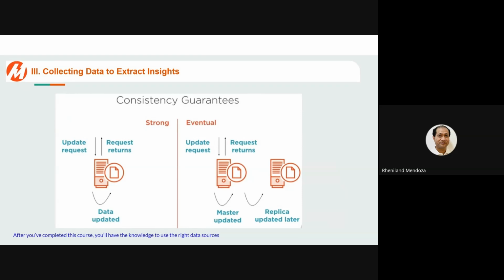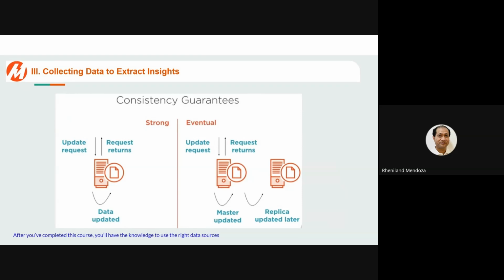So what does this mean? Let me expound. Let's consider a single server that you see on the left. You receive an update request for your data, and data is immediately updated on that server, and the request is returned to the user. Data needs to be updated in exactly one place. All other requests for that data will receive the latest updates. So this is what I meant by strong consistency.